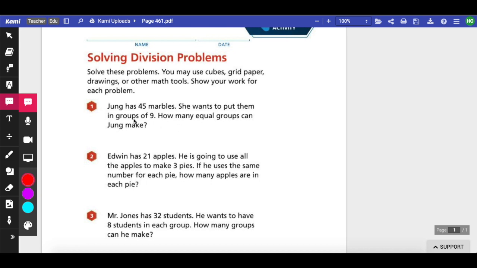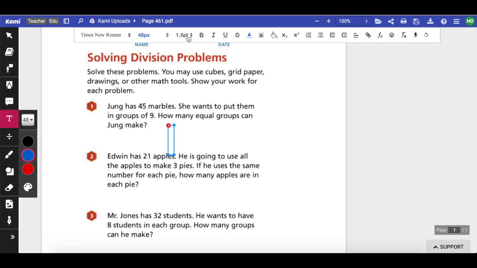So for number 1, it says, Jung had 45 marbles. She wants to put them in groups of 9. How many equal groups can Jung make? What I want you to do is take notes. So it says Jung has 45 marbles. So take notes of the rule. So it says, and she wants to put them in groups of 9. And the question is, how many equal groups can Jung make?